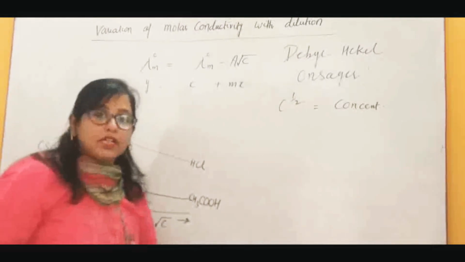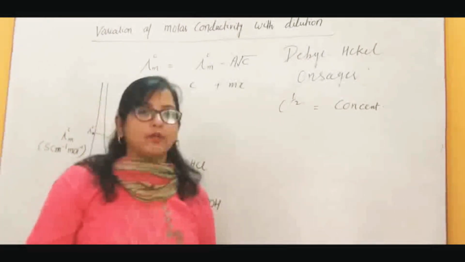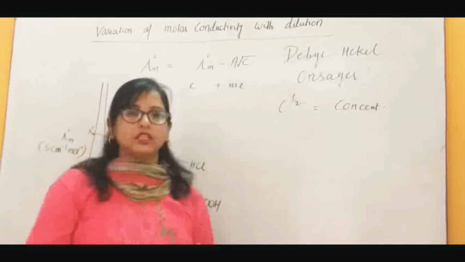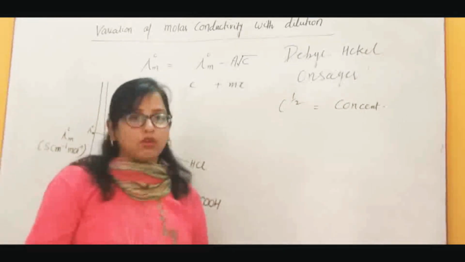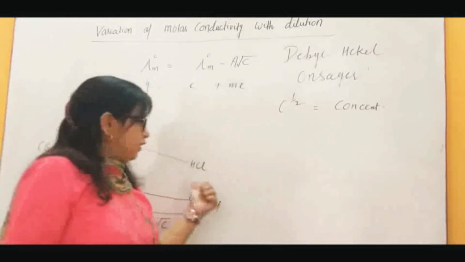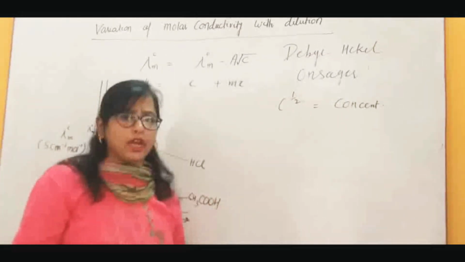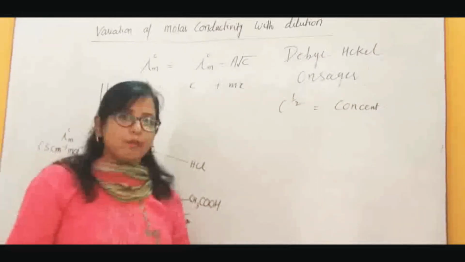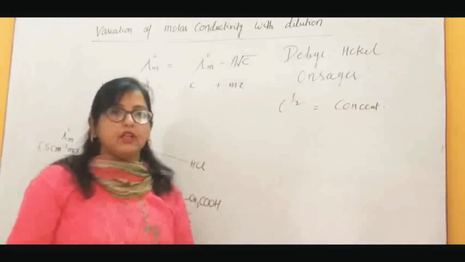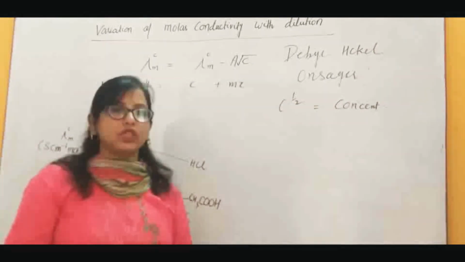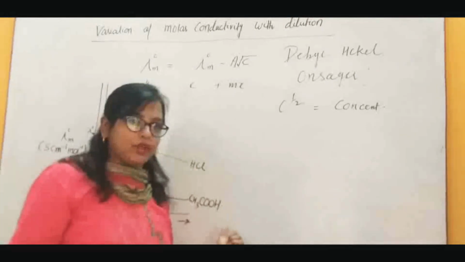So what is meant by a strong electrolyte? A strong electrolyte means an electrolyte in which ions are already dissociated. It is already present in the form of its ions. And a weak electrolyte means an electrolyte which is not present completely in the form of ions; there is only partial dissociation of ions, as in the case of acetic acid.